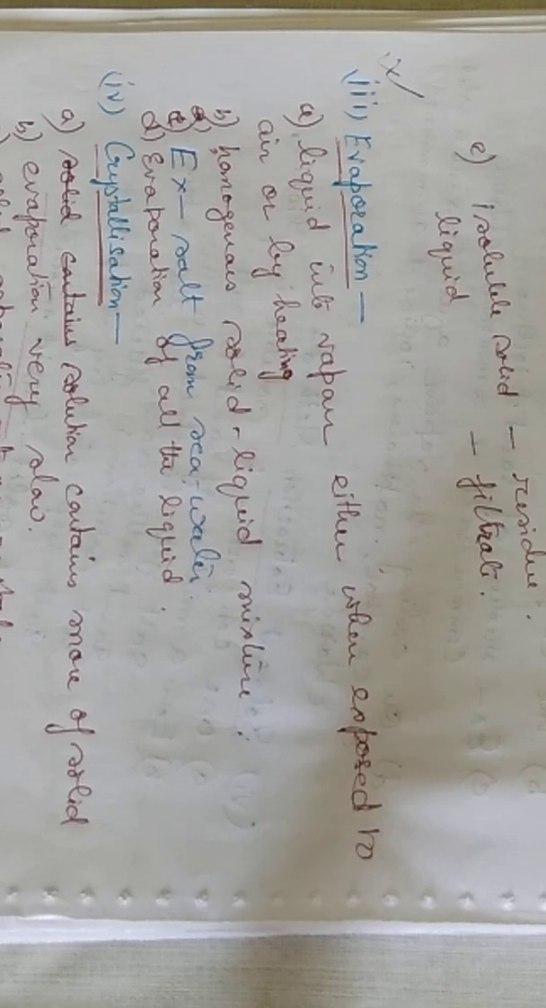The evaporation process is one in which the liquid is allowed to change into vapor when it is either exposed to air or by heating, and the solid which is in the mixture is left behind. This is how the solid-liquid mixture is separated.